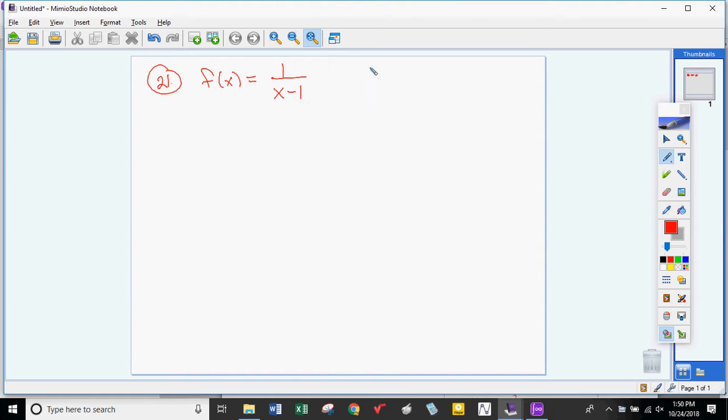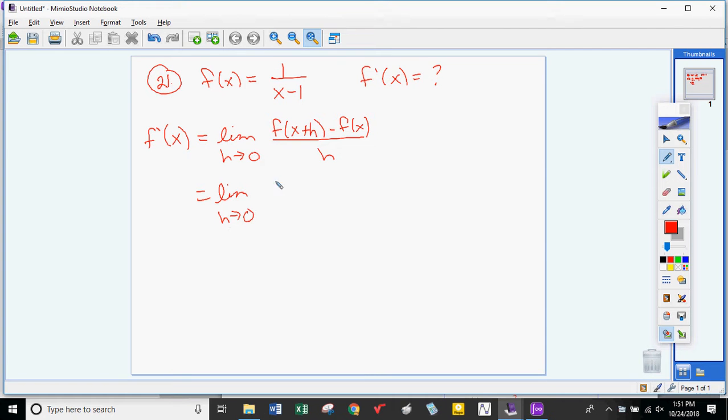Remember, we're trying to find the derivative. So to do that, we're going to use our definition of derivative, where h represents the change in x. So now I need to plug this in to my function. X plus h goes in where the x is.